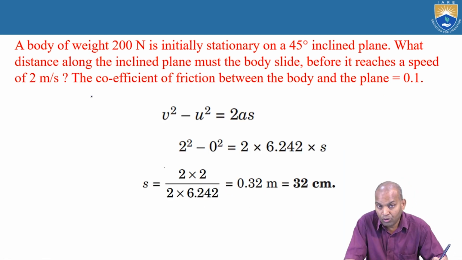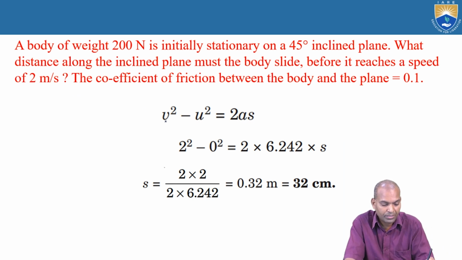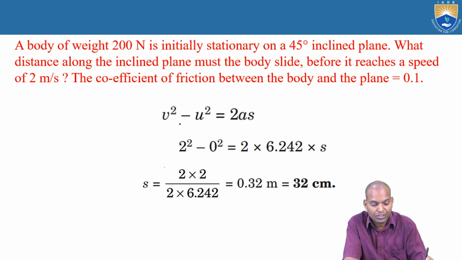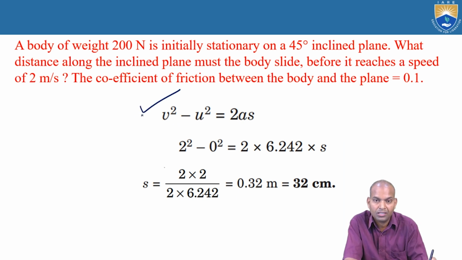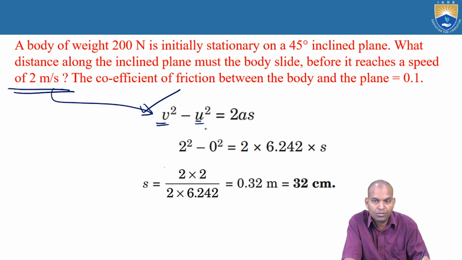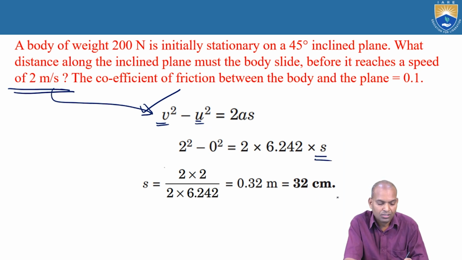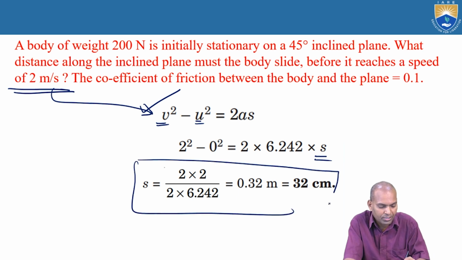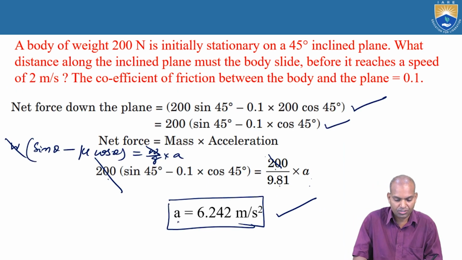Now we need to find out the final velocity here. Carefully, if you observe, we got the acceleration from there. We need that acceleration to substitute in v square minus u square equals 2as. The final velocity v is 2 meters per second, and u equals 0, equals 2 times acceleration 6.242 times s. Now s equals 0.32 meters, that is 32 centimeters.